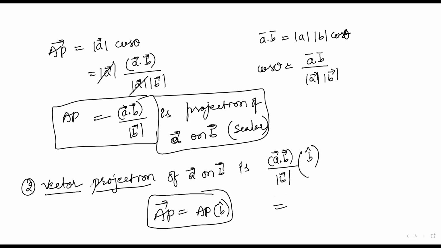Therefore, the vector projection of A on B is A dot B by mod B, into B bar by mod B bar. This is the unit vector. To give direction, we multiply. This one we say is A dot B, scalar, into this vector, divided by mod B square.